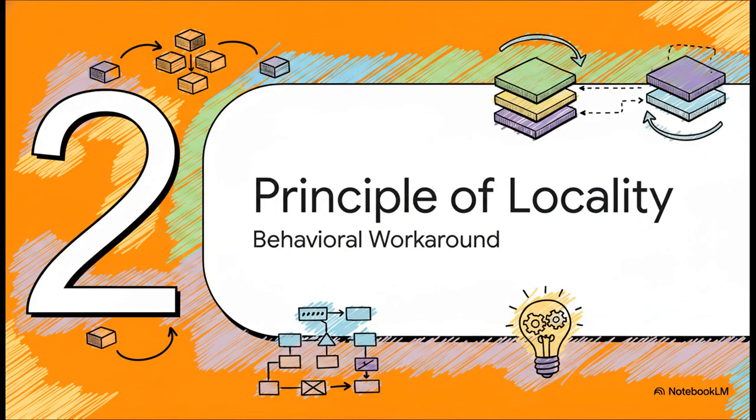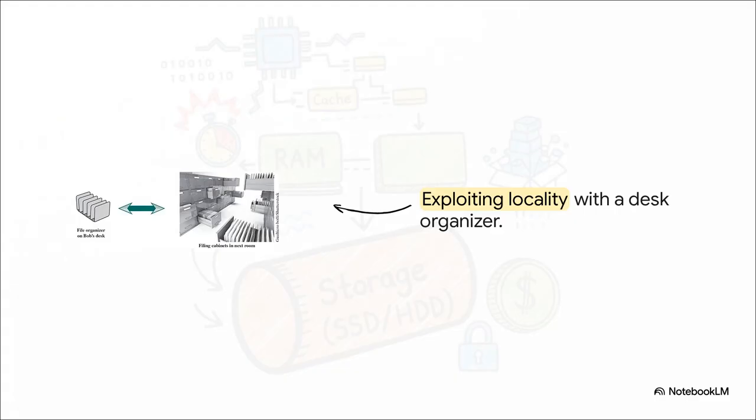Which brings us nicely to Section 2, the principle of locality. This is our behavioral workaround. To really understand this workaround, let's imagine a guy named Bob working in an office. Now, Bob has thousands of folders stored in massive, really slow filing cabinets down the hall in the next room. But right on his desk, he has a small, fast file organizer that holds just a few dozen folders. Computer memory works exactly the same way. Instead of running to the next room for every single piece of paper, Bob clusters his work.